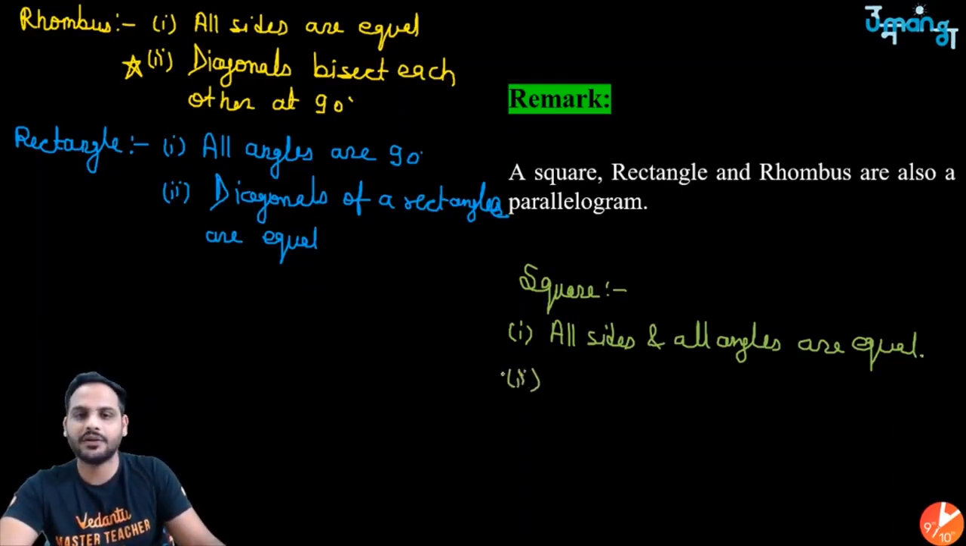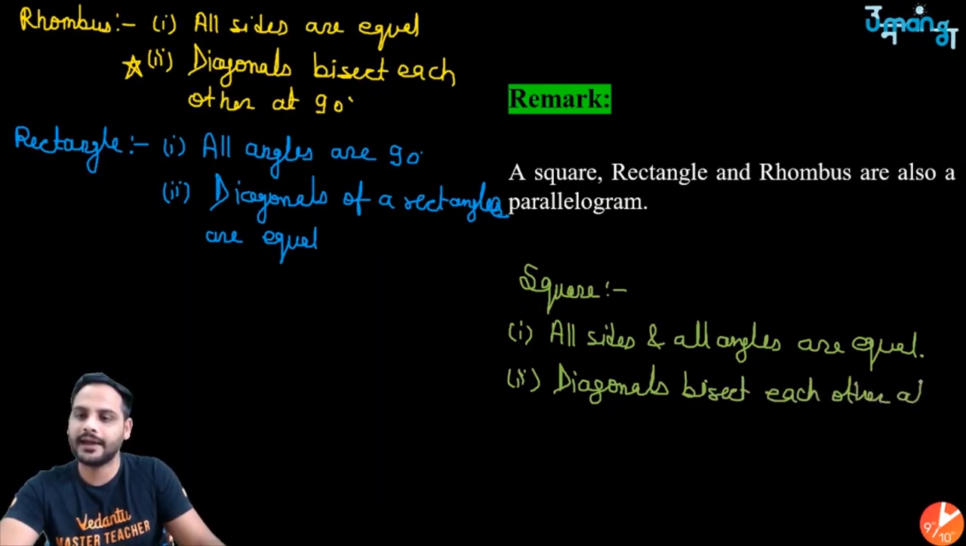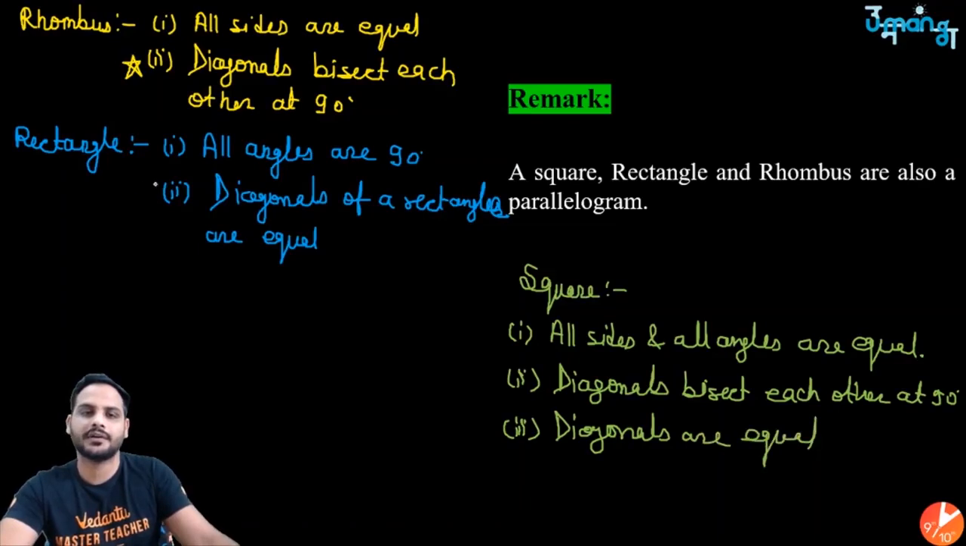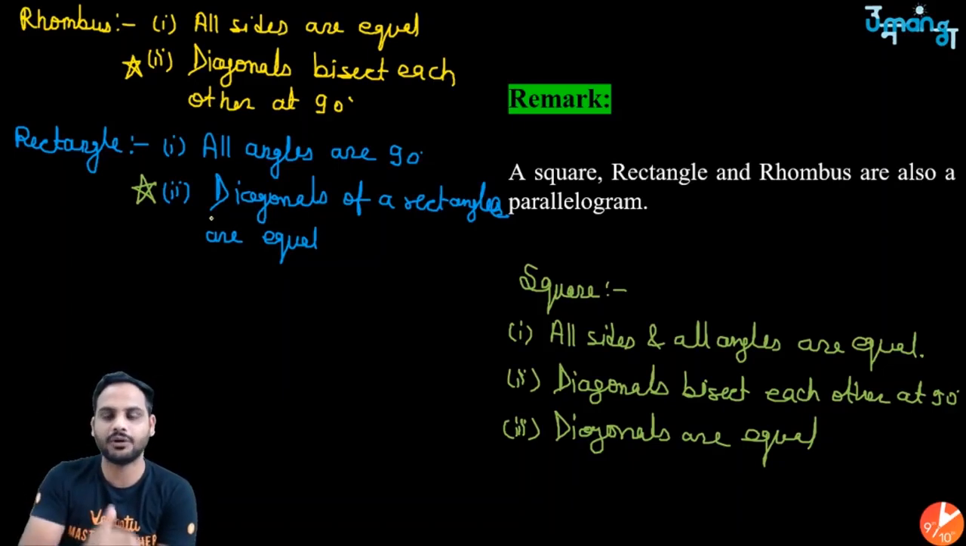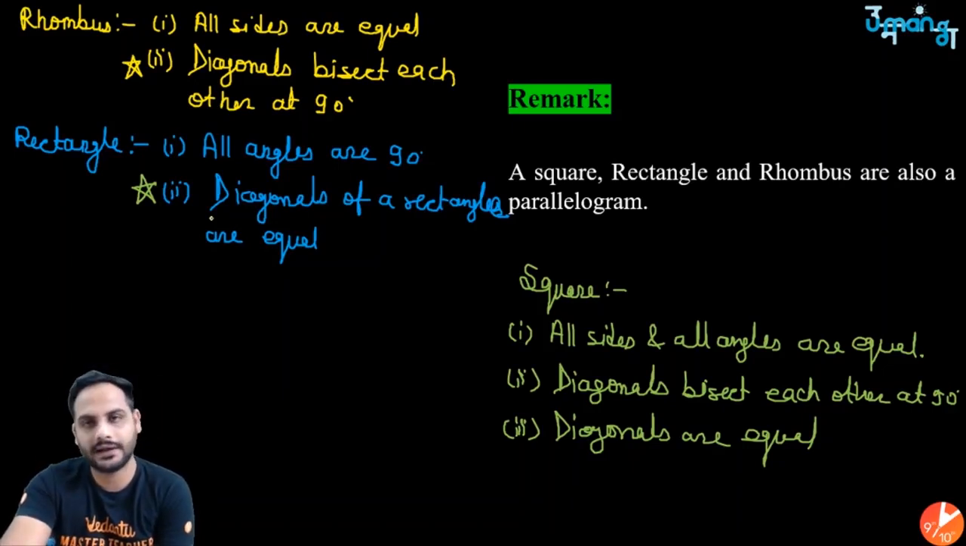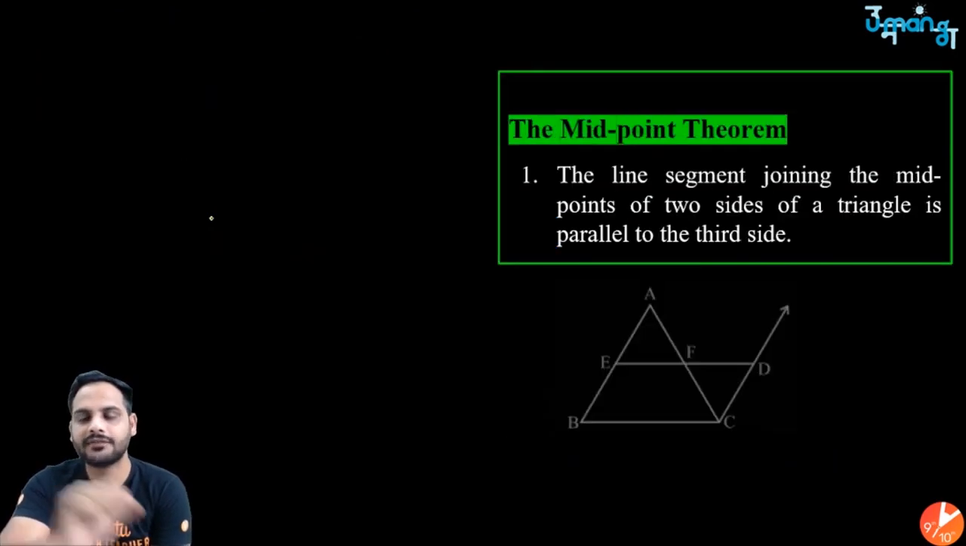Second thing, in a rhombus the diagonals were bisecting each other, and this will also be followed by the square. So diagonals bisect each other at 90 degrees. That will also be followed by the square. And the third part, from the rectangle, is that diagonals are equal. Got it? So this is how you can understand the extra properties. Rest all the properties of a parallelogram will be followed by the square, rectangle and rhombus. Got it? Okay.